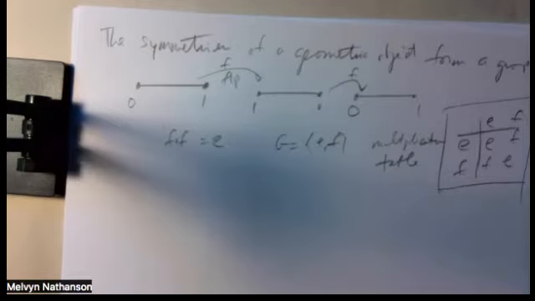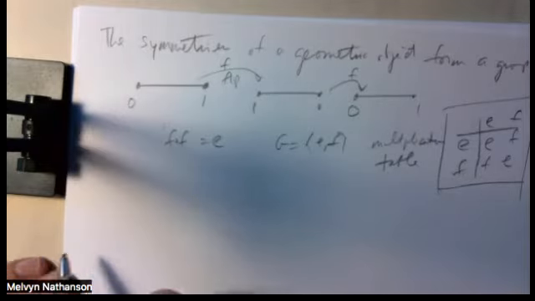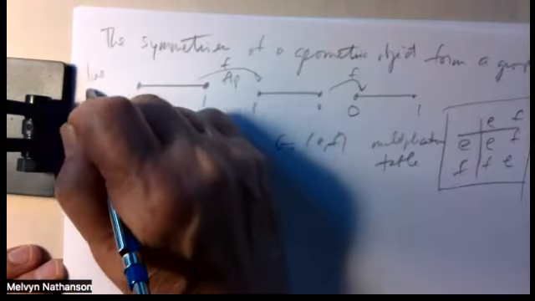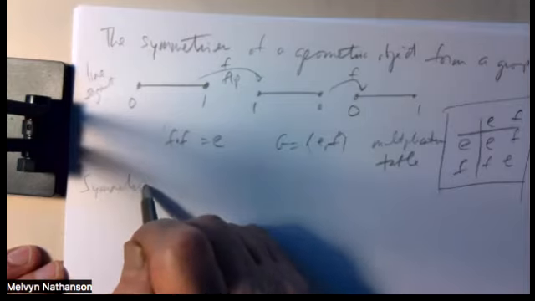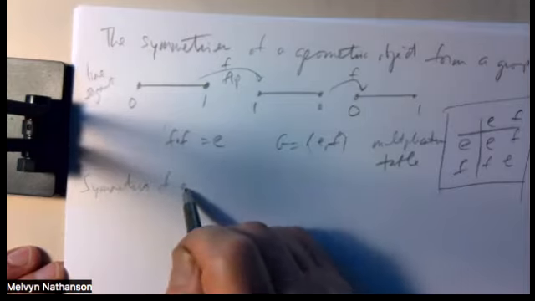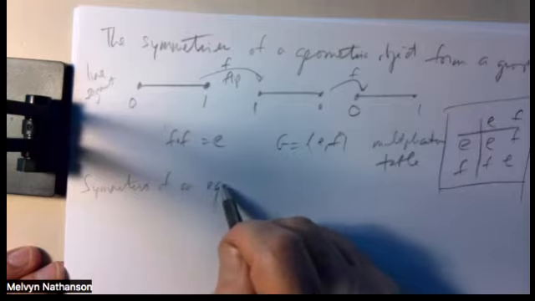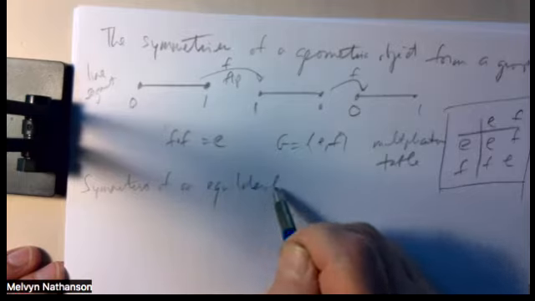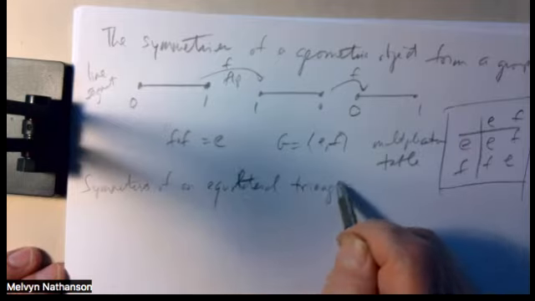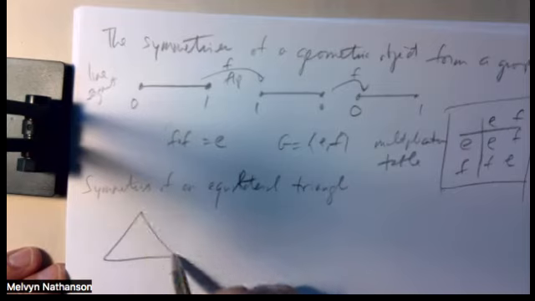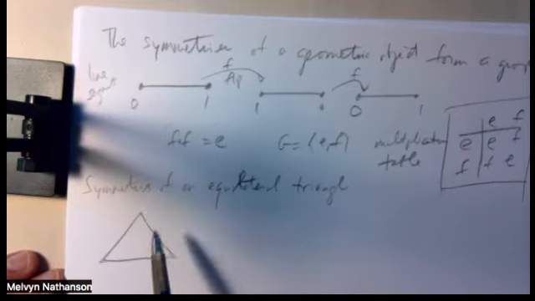Any questions about them? What about, so this is for a line segment. What about the symmetries of an equilateral triangle? So that's a beautiful triangle where all the angles are the same and all the sides have the same length.